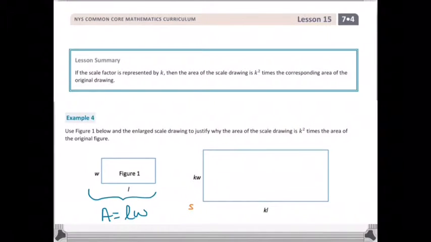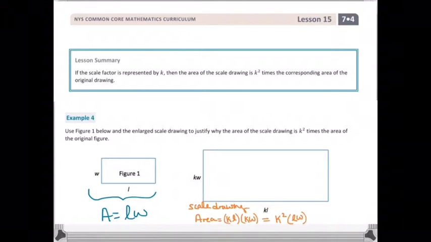In this lesson, we're going to explore the scale factor and how it's related to the area. Notice in our rectangle below, we have length times width, which will give us the area of figure 1. The larger rectangle is a result of figure 1 with a scale factor of k. Well, if we want to find the area of the larger rectangle, we would go KL times KW.